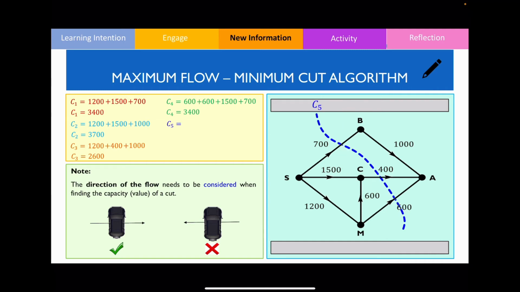As you can see, it does get quite repetitive. At this particular point, because it passes through this edge and moves from left to right, I include 600, 400, as well as 700, and that has a capacity of 1700.